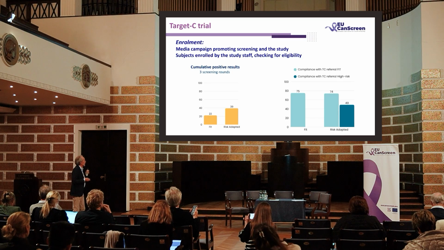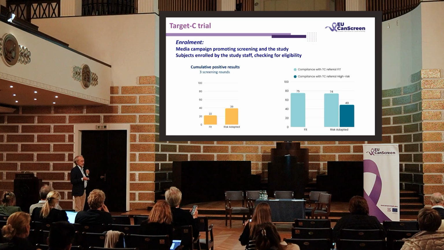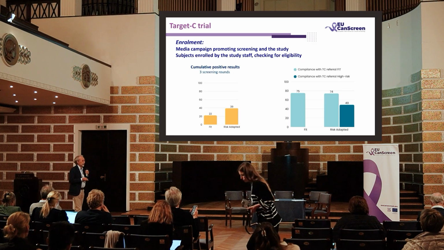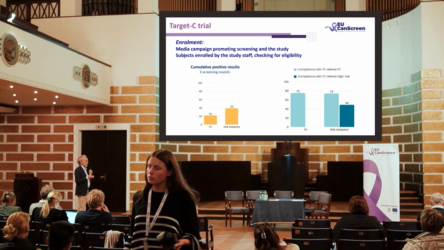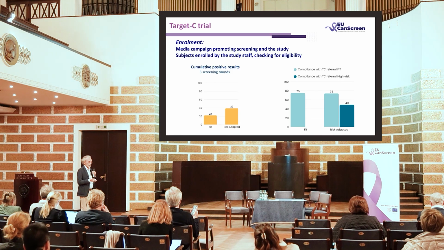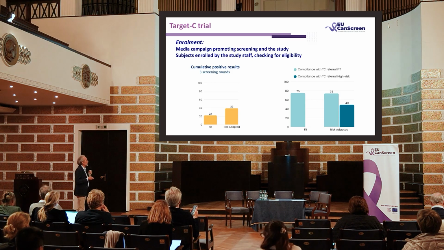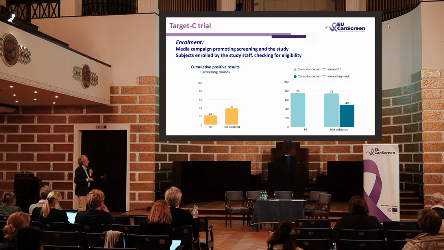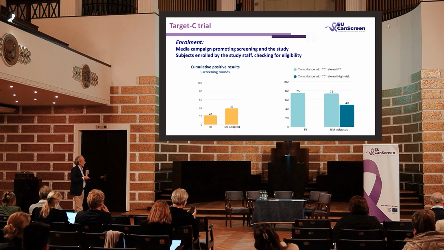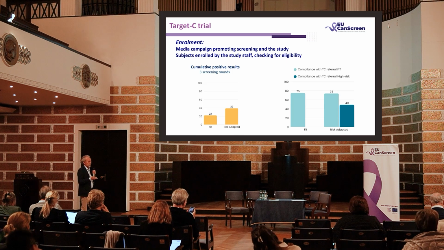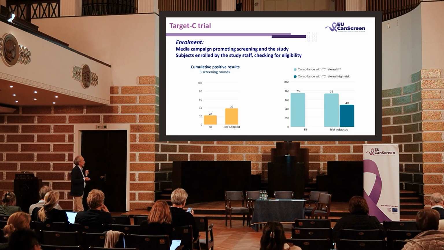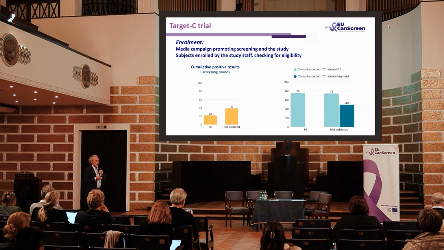The cumulative positive result over 3 screening rounds was much higher in the risk-adapted group than in the annual FIT group, and this is also because the positive result includes those judged to be at high risk according to the risk score, which is probably not so specific. Another issue is that the compliance with colonoscopy referral in the FIT arm and in the low-risk group performing FIT was similar, 74% or 75%. In the high-risk group, the participation in colonoscopy was quite low, 49%. That means that the acceptability of this high-risk classification, the high-risk protocol, was not so high.